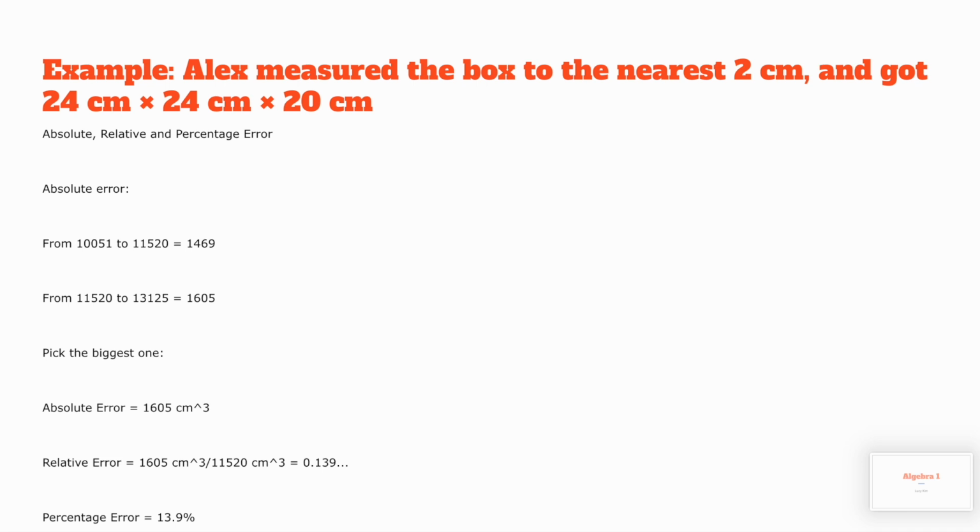Then the relative error should be 1,605 centimeter cube divided by 11,520 centimeter cube, which is 0.139 and more. So the percentage error should be 13.9%.